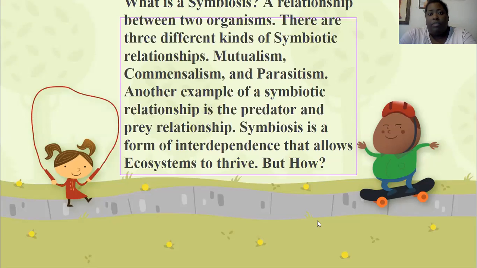Those are the three different types of symbiosis that we talk about. Another example of symbiosis would be the predator-prey relationship, where the predator hunts the prey. So symbiosis is a form of interdependence that allows ecosystems to thrive. But how?